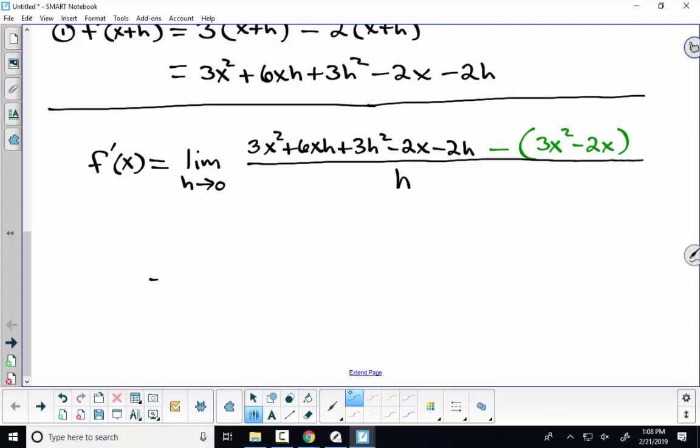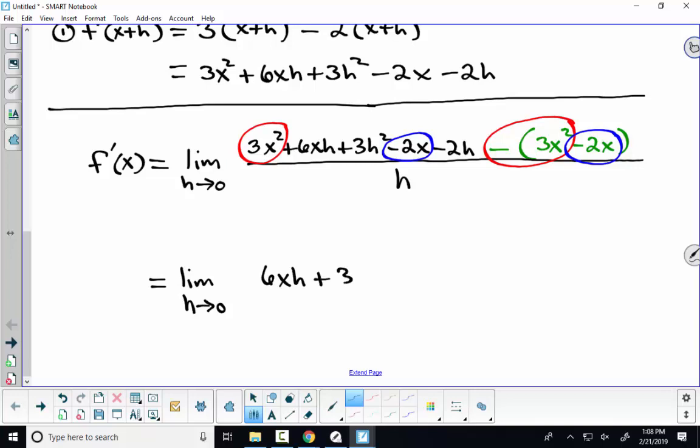And we'll combine like terms. We've got a 3x squared minus 3x squared, so that and that are gone. And we have a positive 2x and a negative 2x. So what we're left with up top is 6xh plus 3h squared minus 2h, all over h.